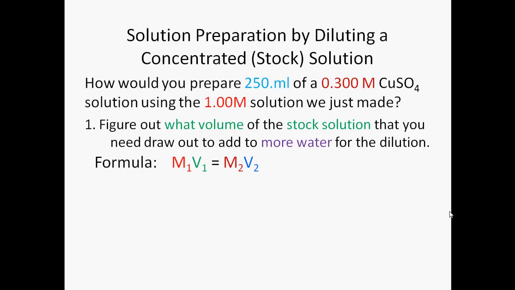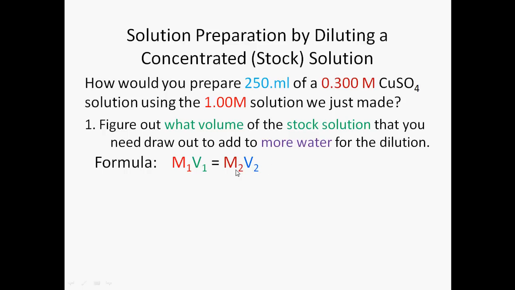Now all the things on the left side of this equation indicated with 1s, that describes our stock solution. Okay, so this is the molarity of our starting concentrated solution, and this is the volume of the concentrated solution that we're going to use. Everything on the right-hand side describes our new dilute solution. So this M2 describes our desired molarity for our new dilute solution, and V2 describes the desired volume of our new dilute solution.